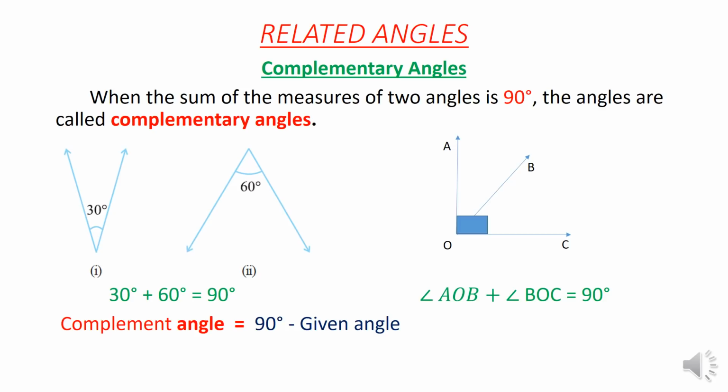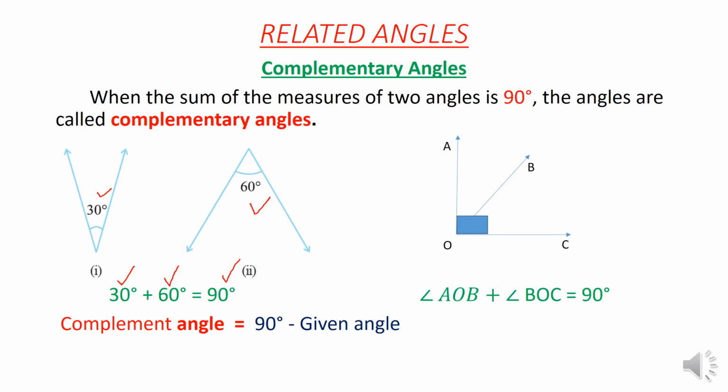From those related angles, the first part was complementary angles. When the sum of the measures of two angles is 90 degrees, the angles are called complementary angles. Here there are two figures. In the first, one angle is 30 degrees and the second angle is 60 degrees. If you add 30 degrees and 60 degrees, you will certainly get 90 degrees.